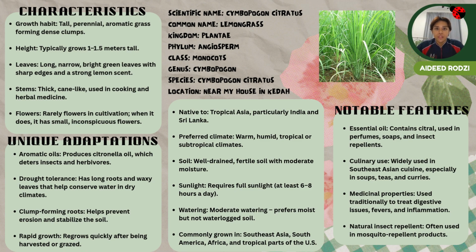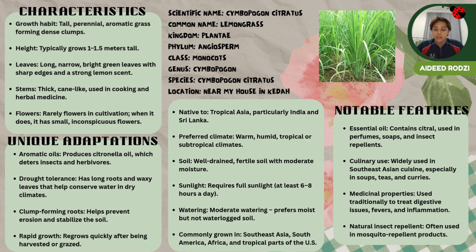Unique adaptations of this plant: number 1 is aromatic oils. It produces citronella oil, which deters insects and herbivores. Number 2 is drought tolerance. It has long roots and wavy leaves that help to conserve water in dry climates.